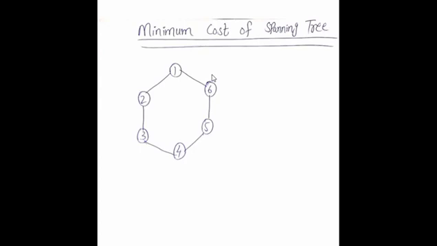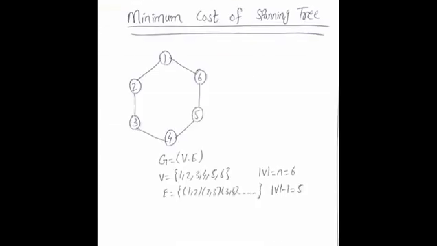The question arises here: what is a graph? A graph is represented by vertices and edges. So in this example, how many vertices do we have? 1, 2, 3, 4, 5, 6. We have 6 vertices over here. And how many edges do we have? The subset of the edges is 1 to 2, 2 to 3, 3 to 4, 4 to 5, 5 to 6 and 6 to 1. So these are the subsets for the edges.